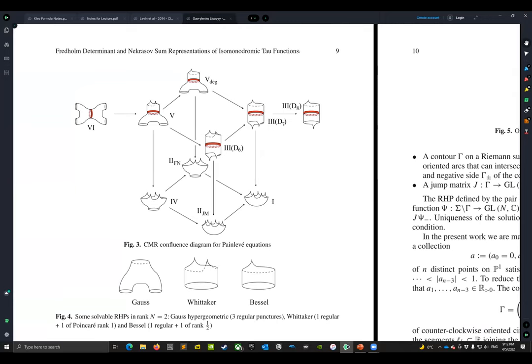May I have one question? Yes, please. For example, in the case of Painlevé 6, the tau function is known to satisfy a bilinear differential equation, yes? Yes. And so I wonder if this bilinear equation can be derived directly from this Fredholm determinant expression. Is something worked out in that direction?